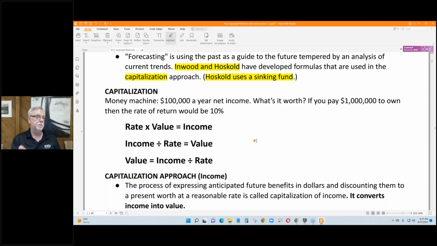Now, the math, this part isn't very difficult. What is my rate of return? Well, if I'm making $100,000 on a $1 million investment, I'm making 10% a year. The rate times the value equals the income. So the rate of return is 10% times the value of the property, which is 1 million, equals the income of the property, which is $100,000.